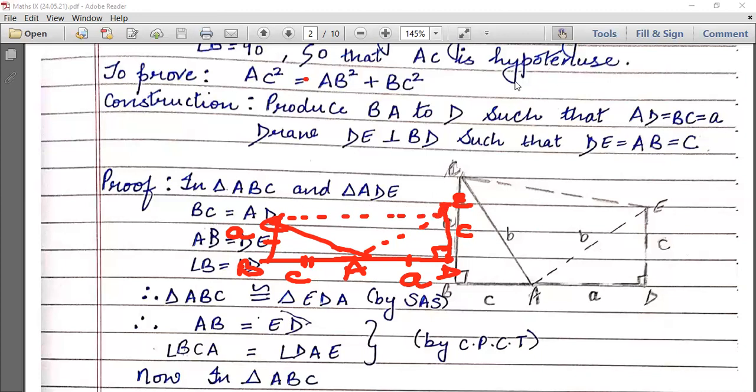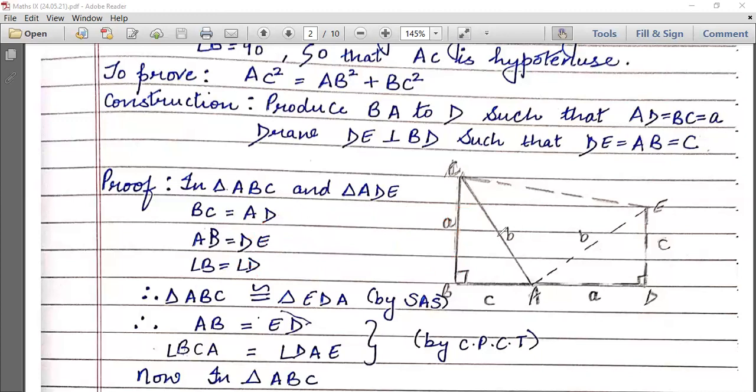Okay, this is the construction. Now children, let's do the proof. Now with this figure, children, you have two triangles, even three. So let's take these two triangles, that is triangle ABC and triangle ADE. Now children, we are going to prove them congruent.